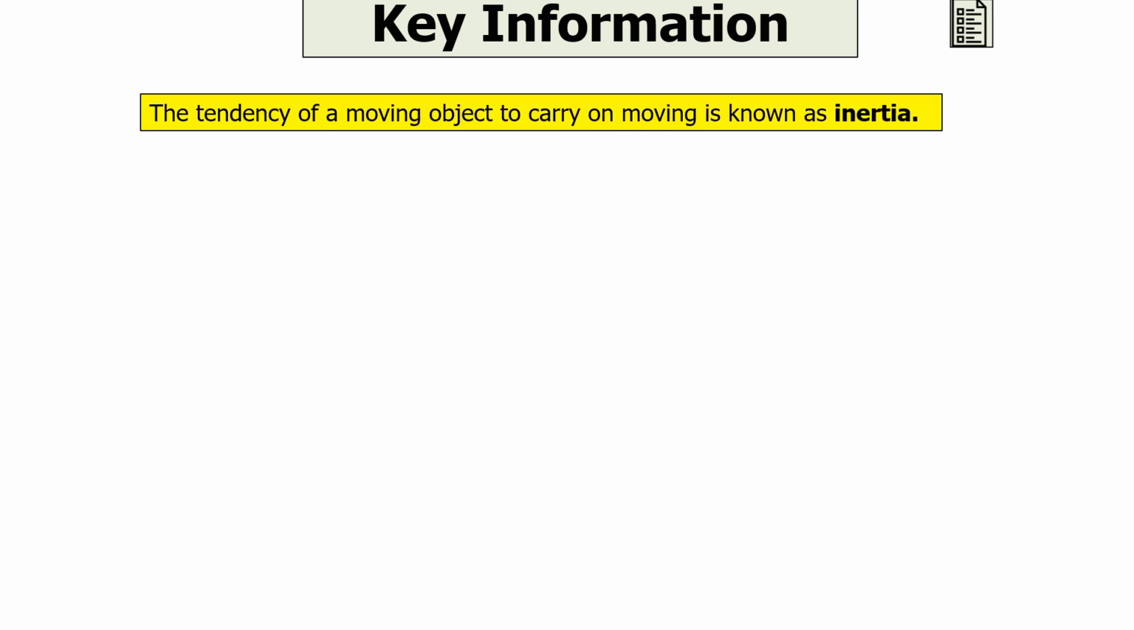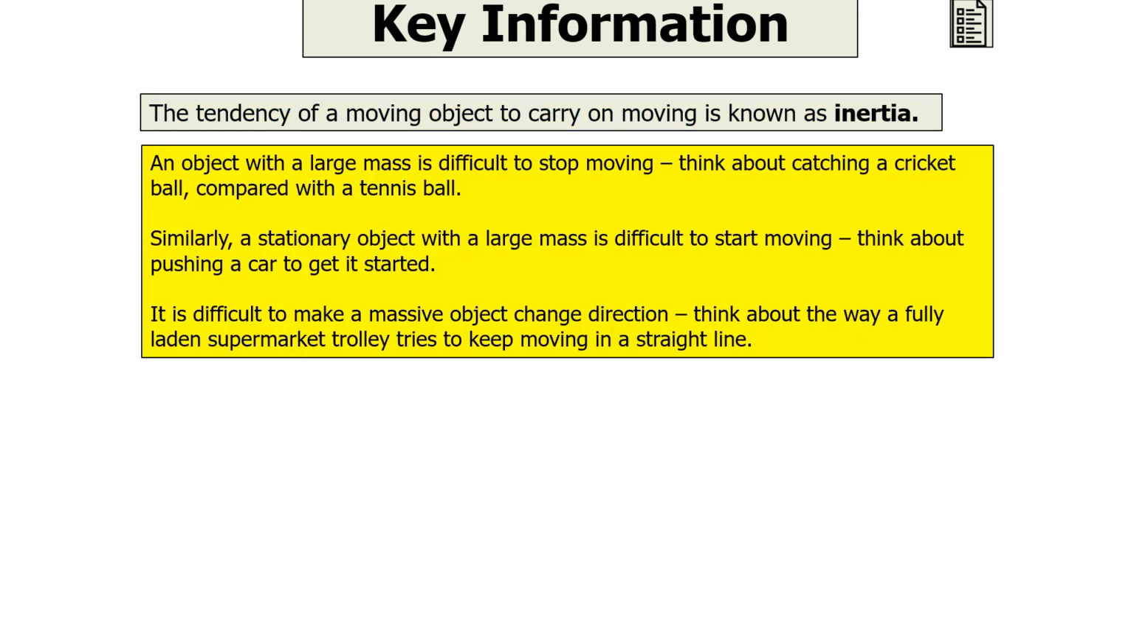Now the tendency of a moving object to carry on moving is known as inertia. So an object with a large mass is difficult to stop moving. Think about catching a cricket ball compared to a tennis ball. Similarly, a stationary object with a large mass is difficult to start moving. So think about pushing a car to get it started. Now it's difficult to make a massive object change direction. So think about the way a fully laden supermarket trolley tries to keep moving in a straight line.